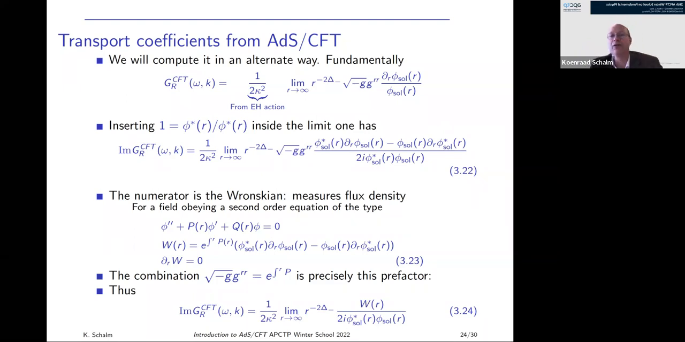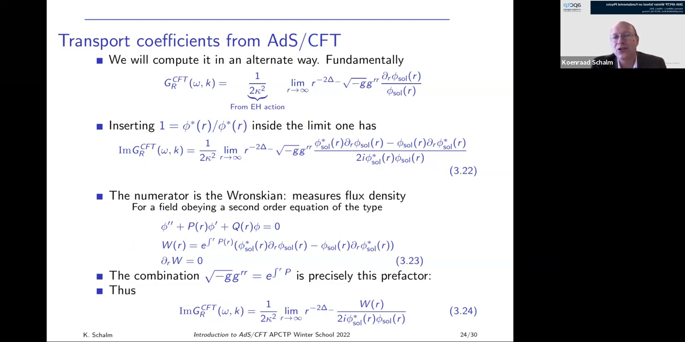And this is the trick we're going to use. We're essentially going to use flux conservation here, right? The fact that this W, even though I wrote it as a function of r, secretly doesn't depend on r. And therefore I can evaluate this numerator anywhere I want. I can evaluate it at the horizon, I can evaluate it at the boundary, I can pick the most convenient place to evaluate it. And that's the trick I'm going to use.